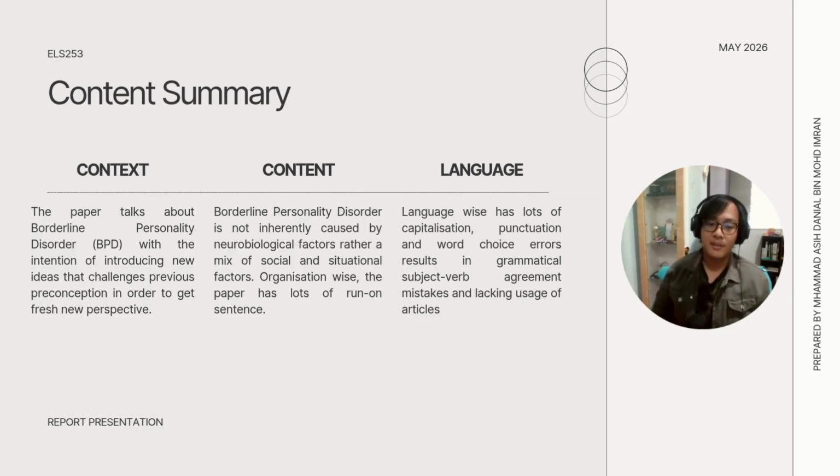So now let's talk about the content summary. For context, the paper talks a lot about BPD, also known as borderline personality disorder, with the intention of introducing a new idea that challenges how people perceive and the preconception of what BPD is in order to get fresh new ideas and perspectives. For content, BPD is not inherently caused by neurological and biological factors. Rather, it is influenced by social and situational factors. A lot of outside influence can manage to make someone adopt BPD. Of course, organization-wise, it has lots of run-on sentences. For language, it has lots of capitalization errors, punctuation errors, and of course, word choice errors, which result in grammatical subject-verb agreement mistakes and the lacking usage of articles, which makes the writing feel a little bit unprofessional.